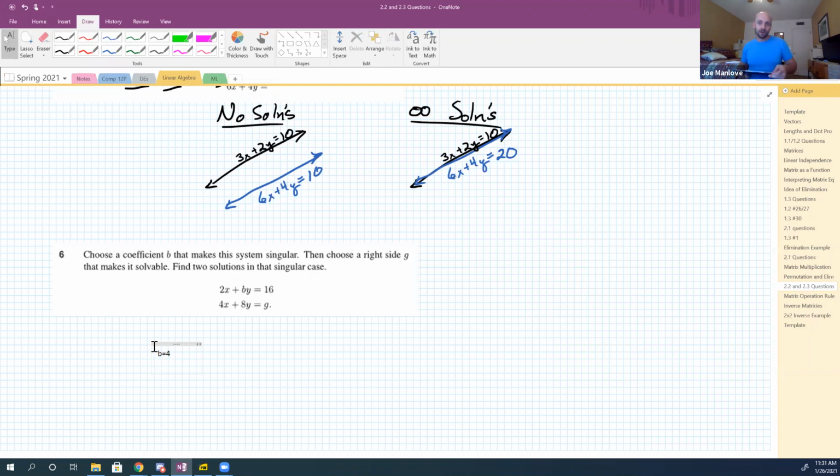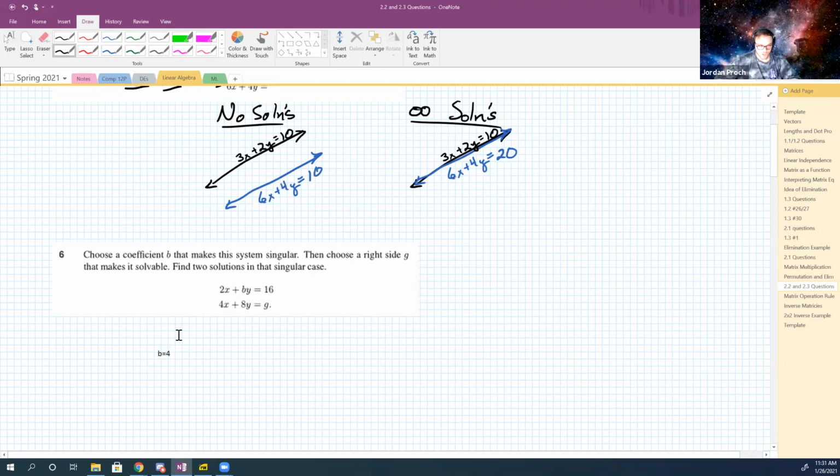Okay, so now that I've made B 4 to get a singular system, what is my next goal? What are they asking for? Choose a G that makes it solvable is what they're asking, but I don't really know how to go about doing that. Okay, rad. All right, so let's think about why did Grayson pick B as 4?